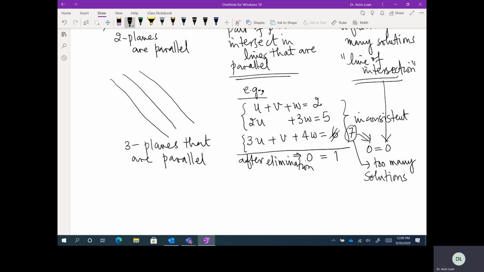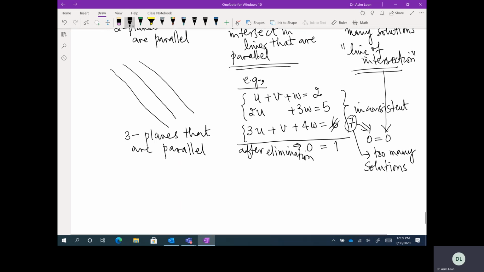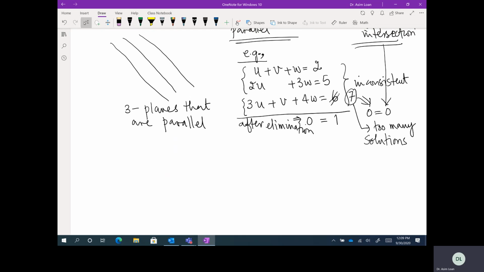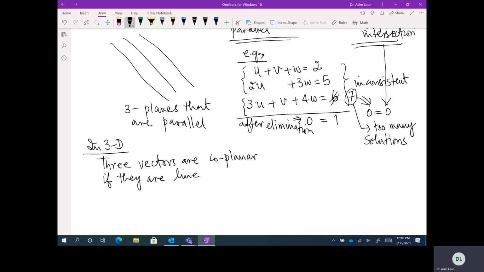Okay. And before we end, let me give you one definition. Three vectors are coplanar, that is, they lie in a plane. So in 3D, three vectors are coplanar if they are linearly dependent. And whenever you have three vectors that are coplanar, you can always draw a plane through them.